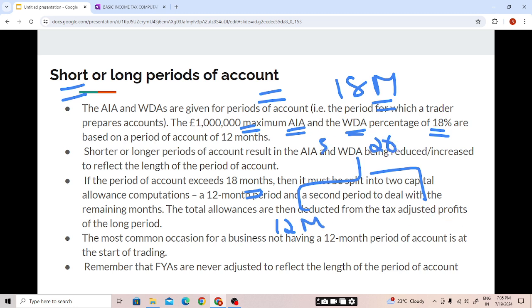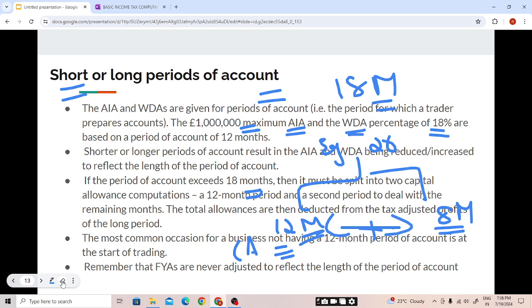Let's take an example of 20. So first 12 months and the rest 8 months. But when we adjust this figure to the tax adjusted trading profit, we will add this figure. The figure of capital allowance in the 12 months computation and the 8 months computation will be added together for the adjustment in the tax adjusted trading profit. I hope this is clear.